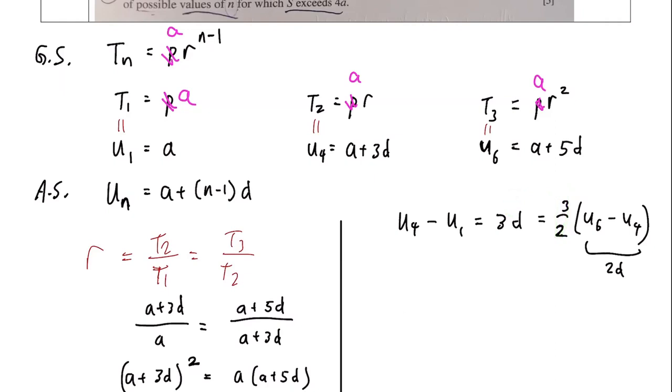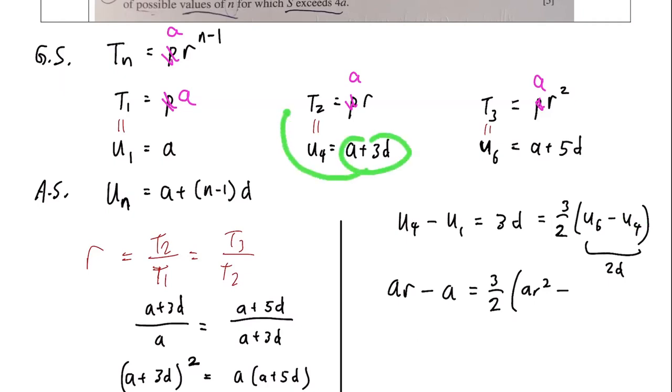But I also know that my u4 is actually AR. So I get AR minus my u1, which is A, equals, ignoring the 3D in the middle, 3 over 2 multiplied by, it's not 2D. Instead, you should realize that u6 is AR squared, then minus away u4. But u4 is what? u4 is A plus 3D. No. It is actually AR. That's more useful.